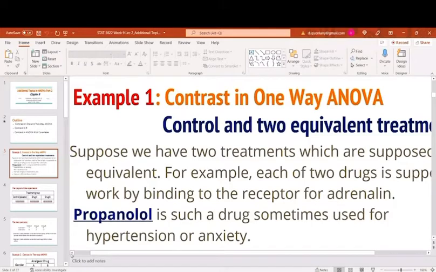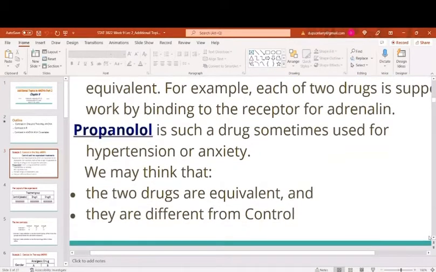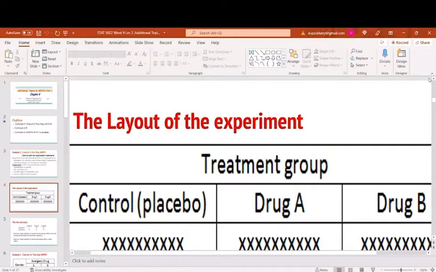That was why I said, for example, suppose we have two treatments which are supposed to be equivalent. We believe the two of them are probably equivalent. For example, each of two drugs is supposed to work by binding to the receptor for adrenaline, and of course propranolol is such a drug, sometimes used for hypertension. I'm going to show you something right now. Now, what we want to do is this.